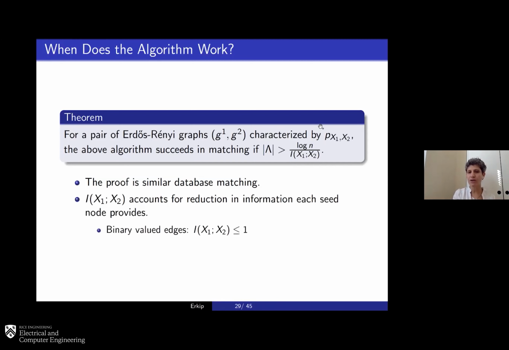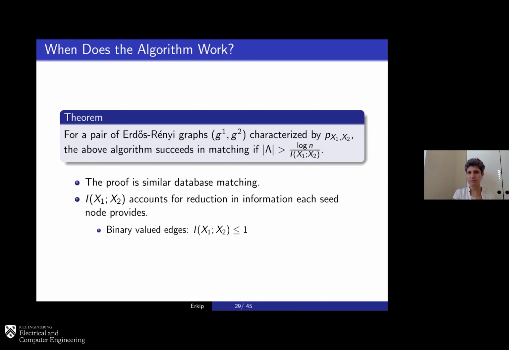But in this case, our lower bound has a reduction, or a penalty that we pay, in terms of I(x1; x2), the mutual information between these two graphs, which accounts for the reduction in information that each seed node provides. Because these two graphs are not perfectly correlated, and because each edge does not give me one bit of information, I have a reduction I(x1; x2), which for binary valued edges is typically smaller than one. So I'm going to need more than log n seeds for successful matching.